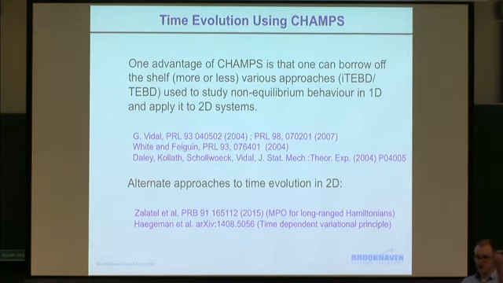long-range interactions by drawing a snake through the 2D lattice. The issue there is how one adapts these time-evolving block decimation algorithms to deal with Hamiltonians that have long-range entanglement, and this paper dealt with that problem. There's another approach that uses the time-dependent variational principle to study time evolution on two-dimensional lattice models. So there are other approaches out there.